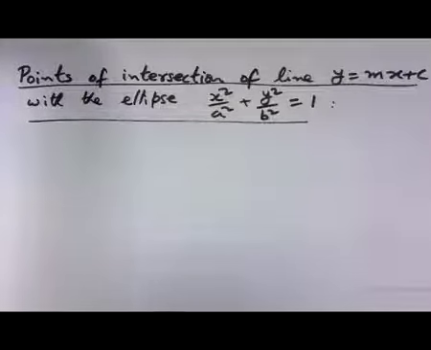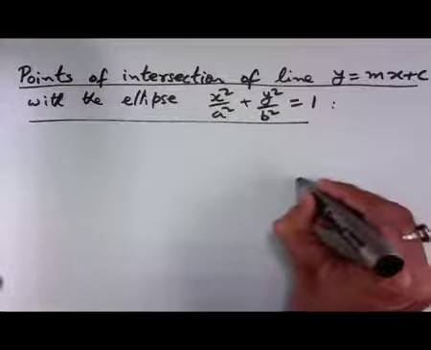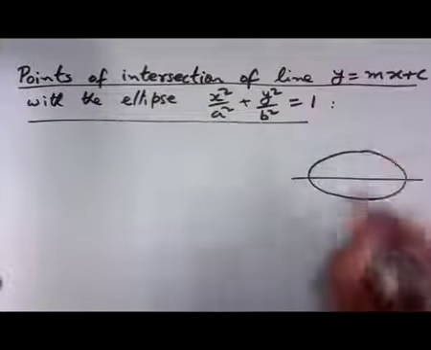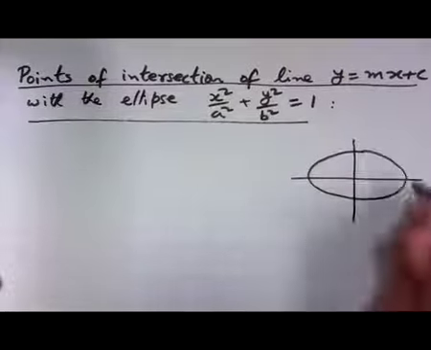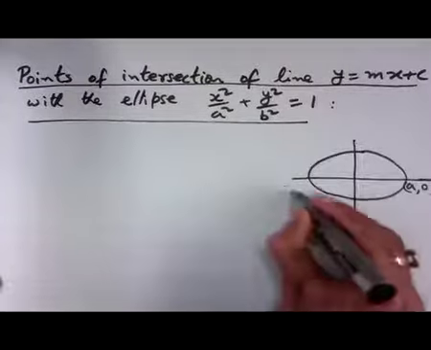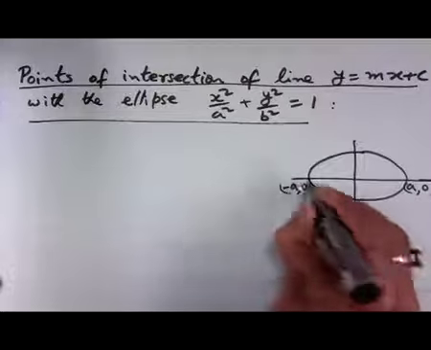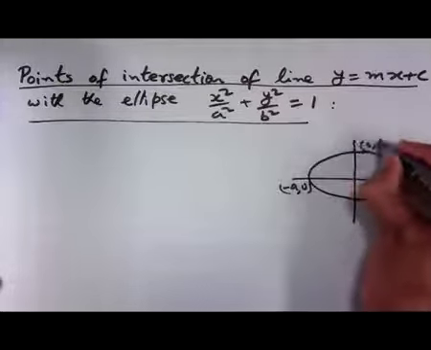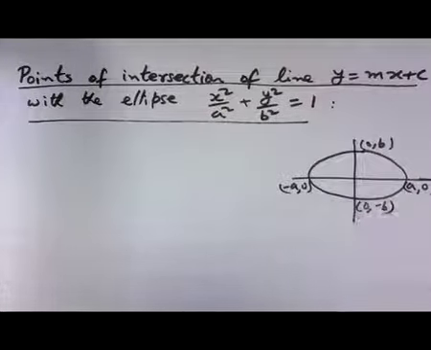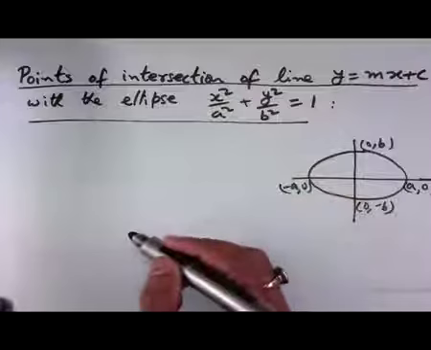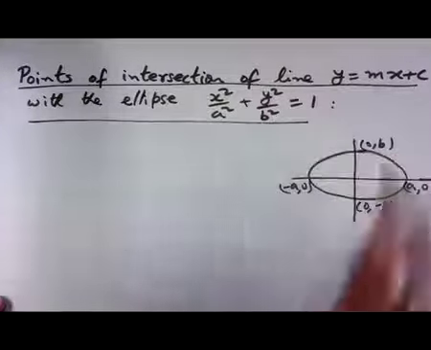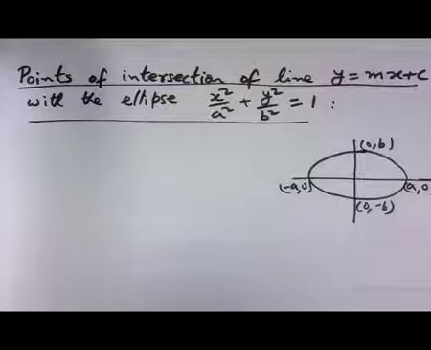So, we have this ellipse. This is a 0, minus a 0, this point is 0 b and 0 minus b, and we have some line y equal to m x plus c. So, as you can see from the picture, there are three possibilities.